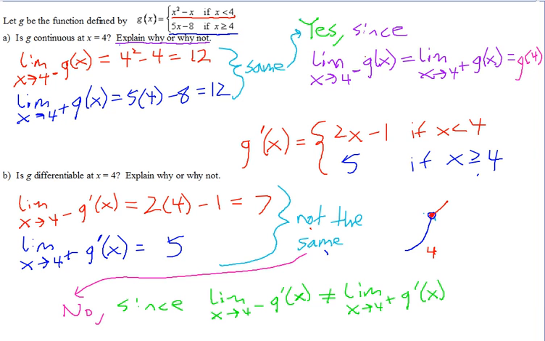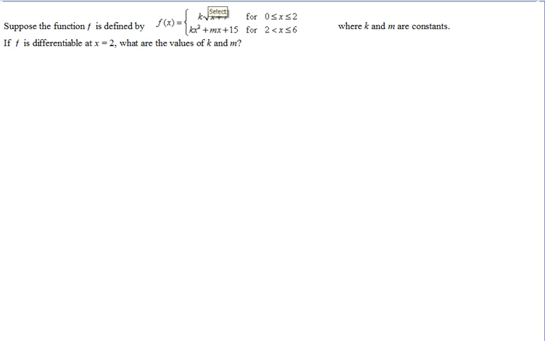Okay, let's look at one more example here, a little bit different. On this one, it says suppose the function f is defined by this function, and it tells you k and m are constants. We'll treat them as constants, not variables throughout the problem. And it says f is differentiable at x equals 2. What are the values of k and m? So we're trying to solve for k and m here. So let's see how we can do that.